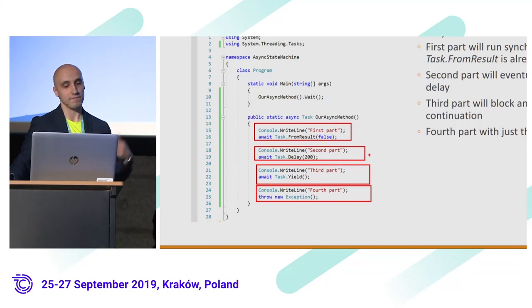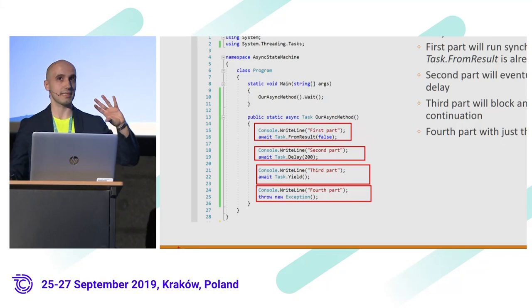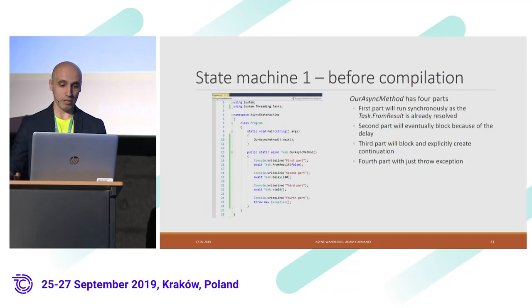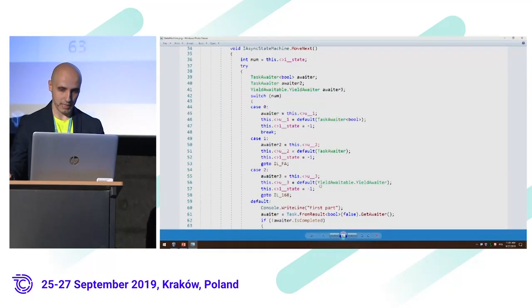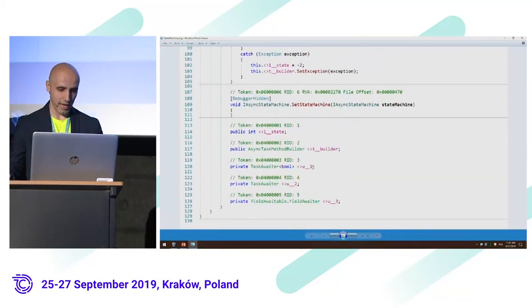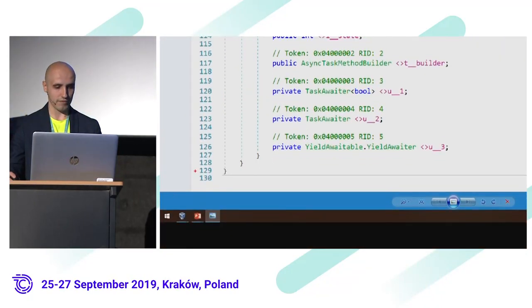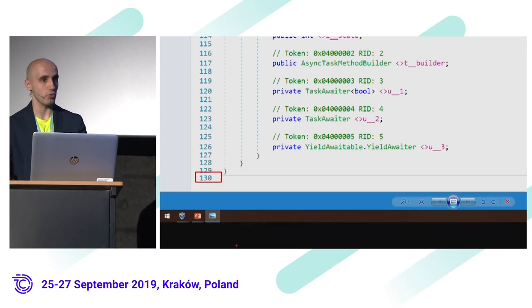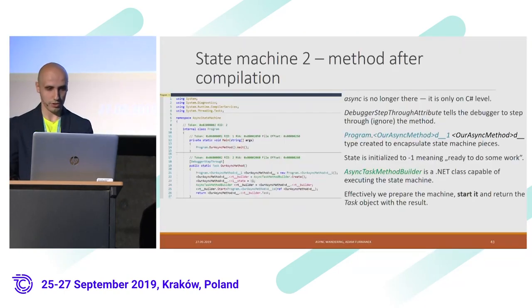So what we are awaiting is, first, we await Task.FromResult, which as we know should never block us. Then we await Task.Delay, which should effectively always block us for 200 milliseconds in this example. And then we are awaiting Task.Yield, which is basically doing something like a context switch in order to continue execution. So if we start compiling this method, you can see that we do have this async modifier here. When we compile this, this is a screenshot of the code generated, and as you can see, it's something like 130 lines.